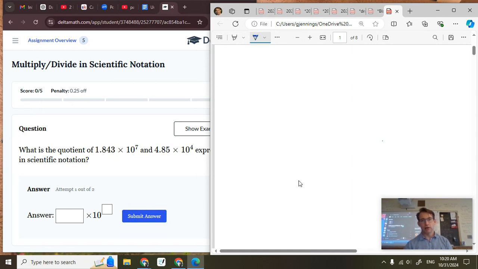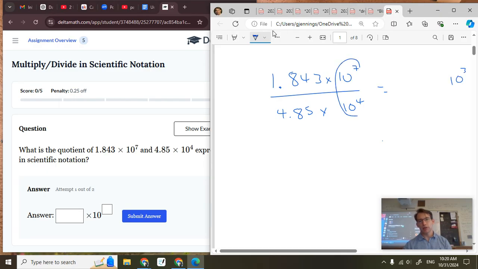So I'm going to have 1.843 times 10 to the 7 divided by 4.85 times 10 to the 4. Okay, that's going to be equal to something times 10 to the 3 because I would subtract exponents in this case with those bases. And then I'm going to use my calculator.